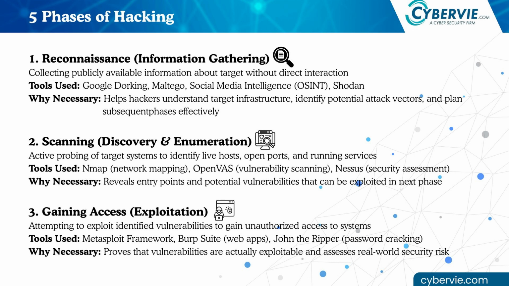Continuing to phase 3, gaining access. Using the vulnerabilities found in the previous phase, ethical hackers now try to actually break into the system, but safely and with permission. Here the tools used are Metasploit Framework, the most powerful exploitation tool, Burp Suite, specialized for testing websites and web apps, and John the Ripper for password cracking. Also, Hydra we can use.